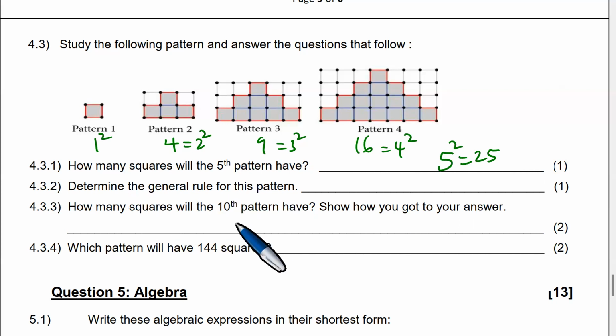Right, determine the general rule of this pattern. What is the general rule of this pattern? It's always the pattern number. So the general rule is just the pattern number squared. It's the number squared. 2 squared, 3 squared, 4 squared, it's the number squared.